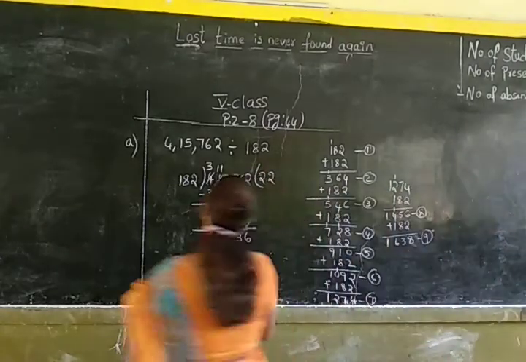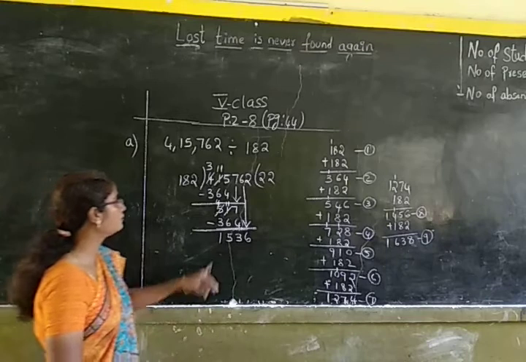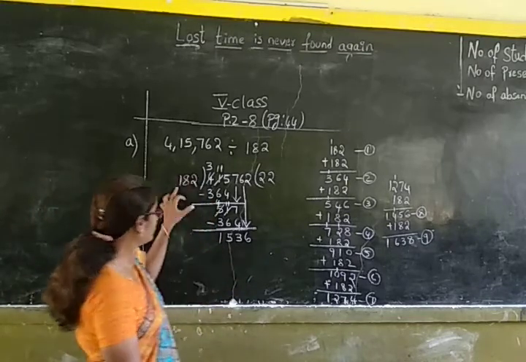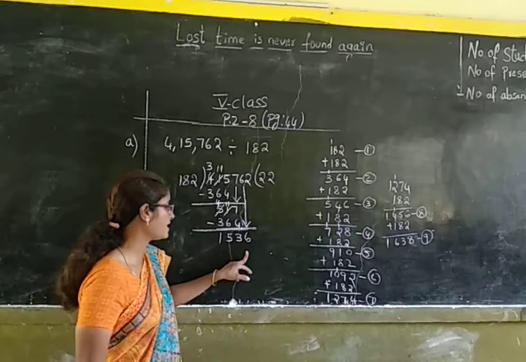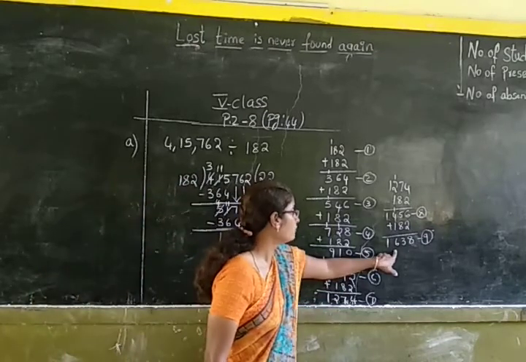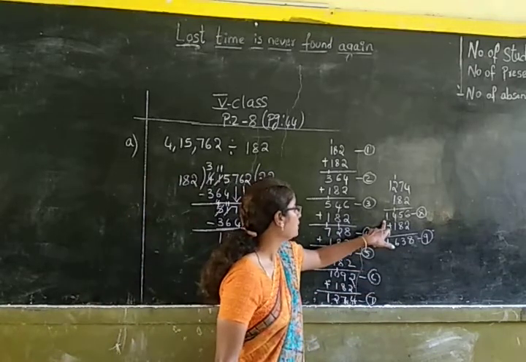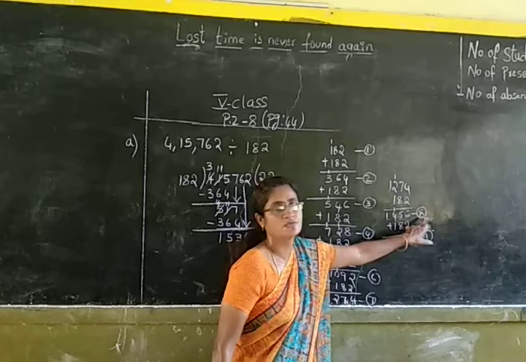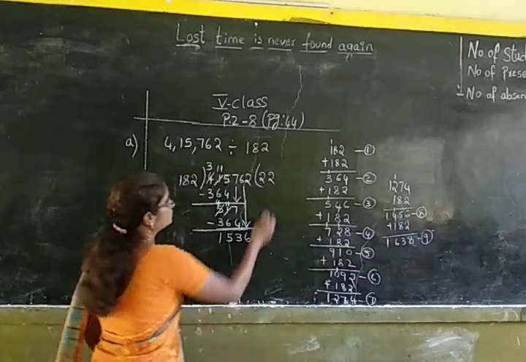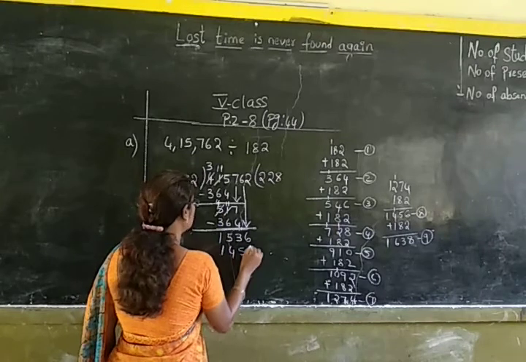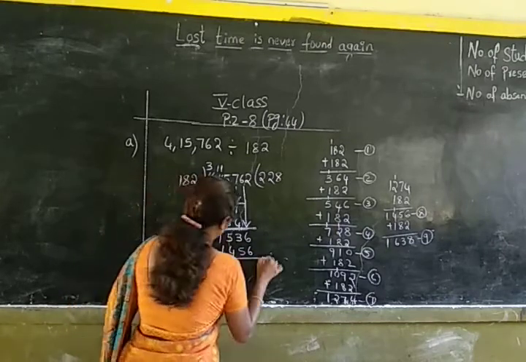Okay. So it is 1534. So how many times 182 goes in 1534? If I take 1638, it will be bigger. So I have to take 1456, which is 8 times. Now I am going to subtract this.